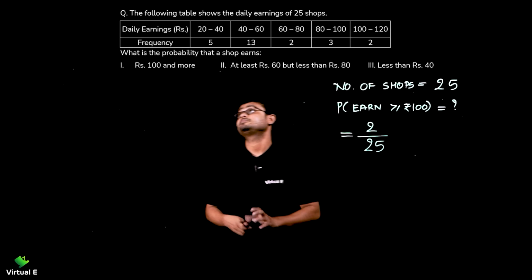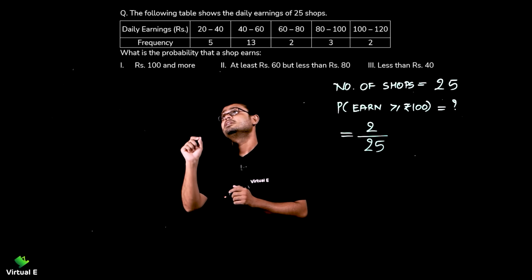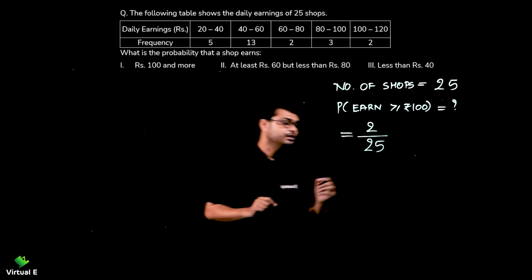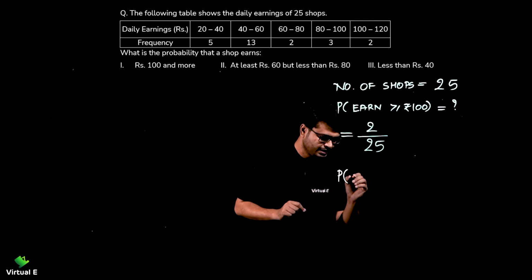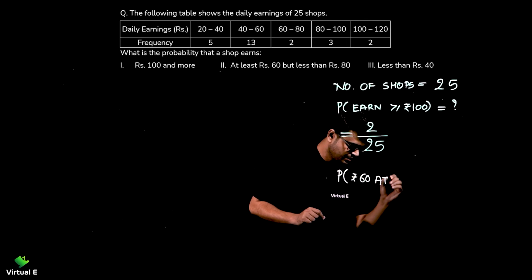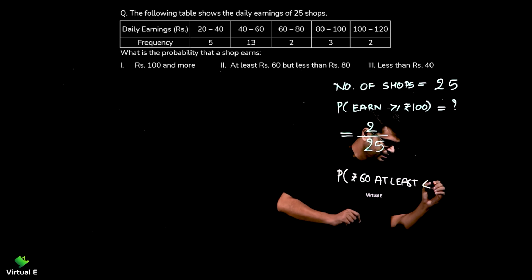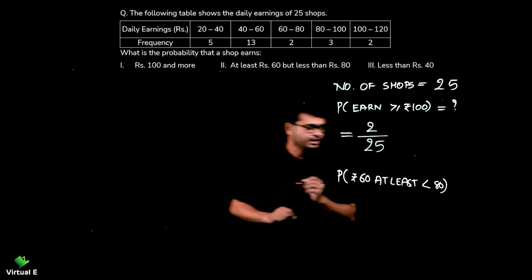We want to find the probability that a shop earns at least rupees 60 but less than 80. Okay, so the probability that it earns rupees 60 at least and less than 80 as well, right?